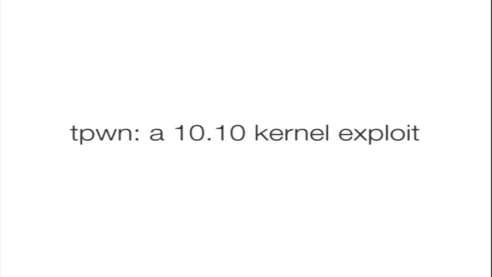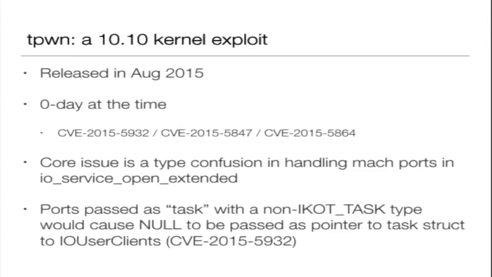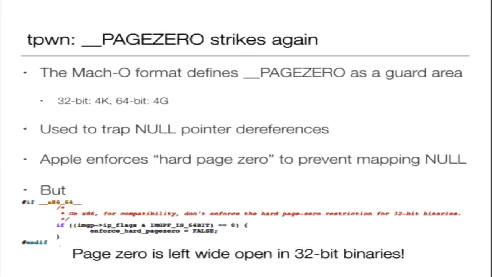So here's the anatomy of a pre-El Capitan kernel exploit, Tartan, which I've been working on and released in August this year. It used to be a 0-day at the time, and the core issue was type confusion in handling Mach ports in an IOKit function. I'll explain more about this later, but first I have to explain page 0.